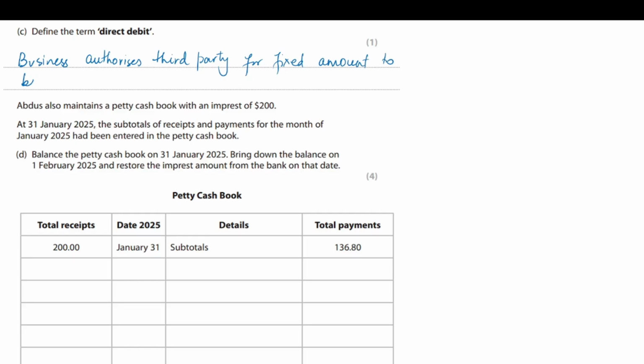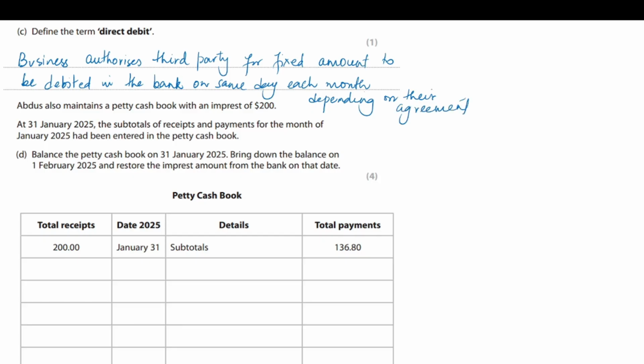to be debited in the bank on the same day each month, depending on their agreement.